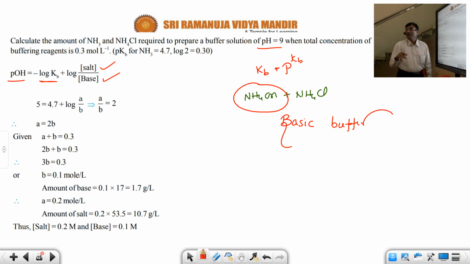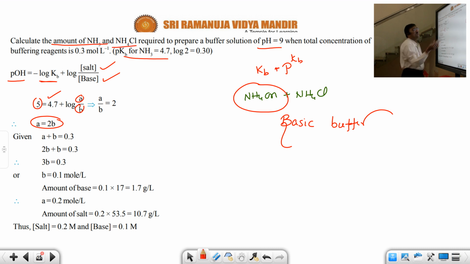So then pOH will be 5, since pH plus pOH is equal to 14 naturally. So 4.7 is given. What is 4.7? It is the pKb value. Now in the log, you can take this as A and the other as B, and the relation is A is equal to 2B. You have to find the concentration.